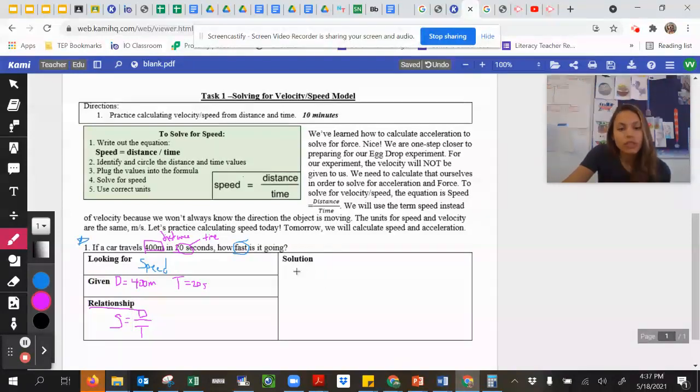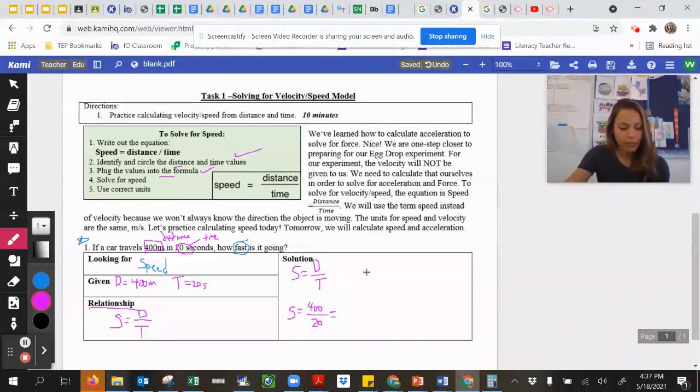Well, the first thing that we do is write out the equation. So speed equals distance over time. If you want to write it all out, you can, the full word instead of a letter abbreviated. Now we're going to circle the distance and time values, which we've already done. And then we're going to plug the values into the formula. So we don't know speed, but we know distance, which is 400, over time, which is 20. Good. So go ahead and solve for speed.